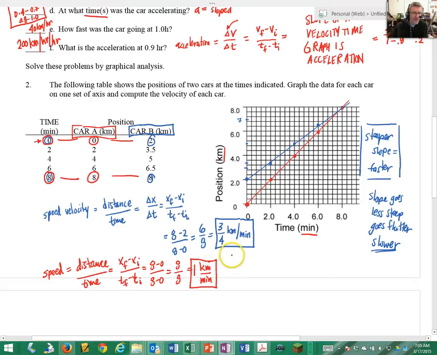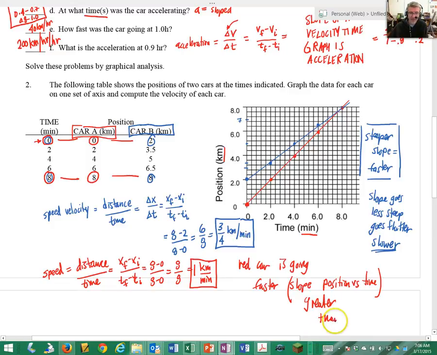So is 1 greater than or less than 3/4? It's greater than, right? So the red car is going faster than the blue car. And that means the slope of the position versus time graph is greater than the slope of the blue car's position versus time graph. So greater than blue.